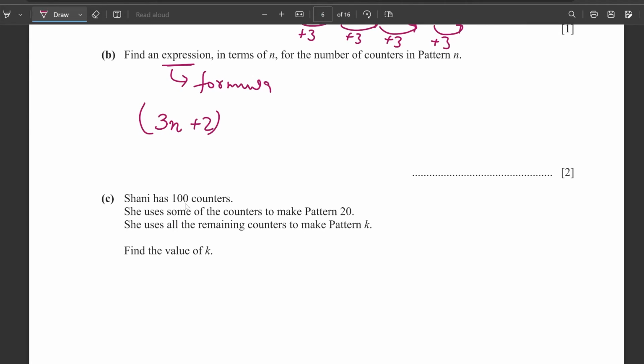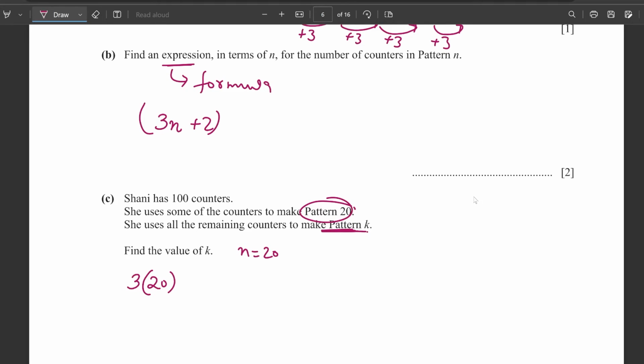Part C. Shani has 100 counters. She uses some of the counters to make pattern 20. She uses all the remaining counters to make pattern K, an unknown pattern. Find the value of K. So first, let's find out the number of counters in pattern 20. We have found out the formula. We just have to multiply 3. Our n is supposed to be 20 right now. Just don't forget this, that n is right now 20 because we're finding out the pattern.